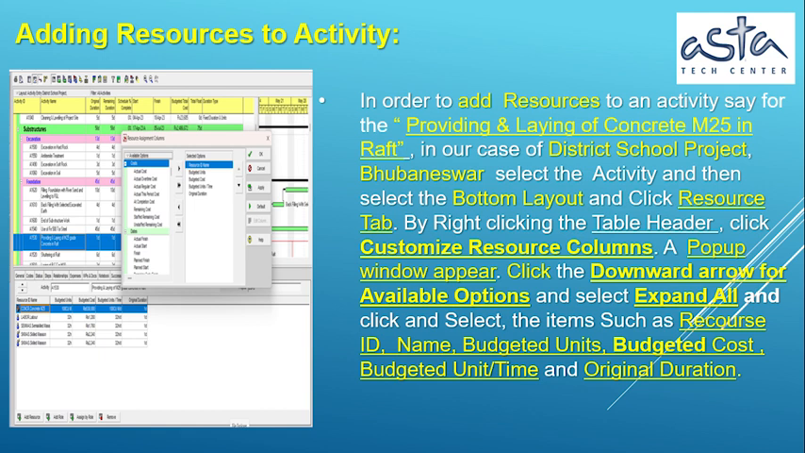A pop-up window appears. Click the downward arrow for available options, and select Expand All, and click and select the items such as Resource ID, Resource Name, Budgeted Units, Budgeted Cost, Budgeted Unit per Time, and Original Duration.